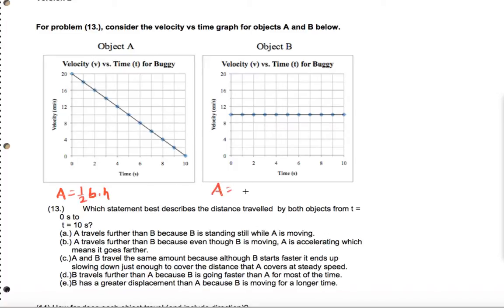And here the area is going to be length times width. So here on the left graph we have 1/2 times the height, which is 20, times the base, which is 10. And so I'm getting 100 centimeters worth of displacement. And then here the length times width is going to be 10 times 10. That's also 100 centimeters. So they actually travel the same amount, and that's how we're getting choice C.